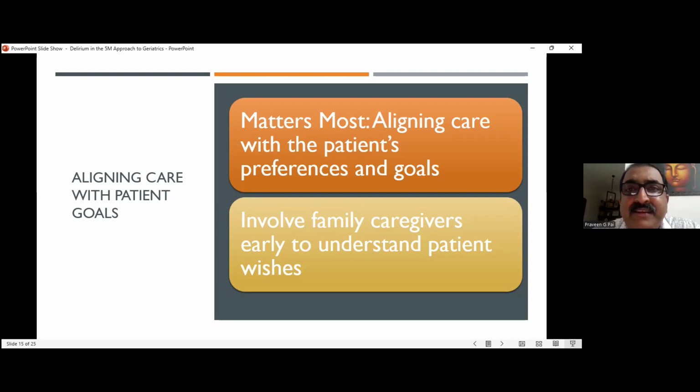So if we actually consider the four cardinal principles of palliative care, or the medical ethics, it's not even palliative care. It's the cardinal principles of medical ethics: beneficence, non-maleficence, autonomy, fair use of resources. If we have all these four pillars in mind, and this 5M in mind, it becomes very easy.